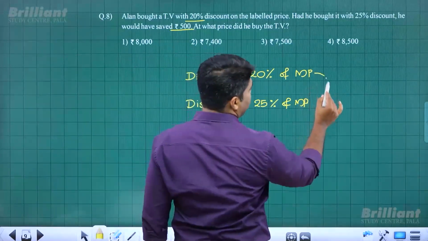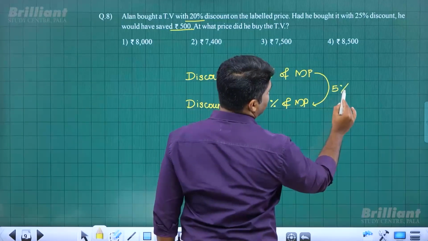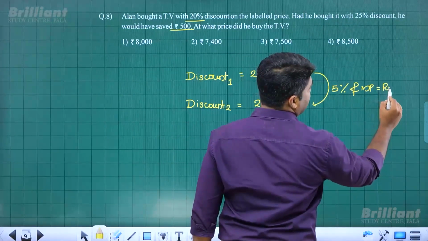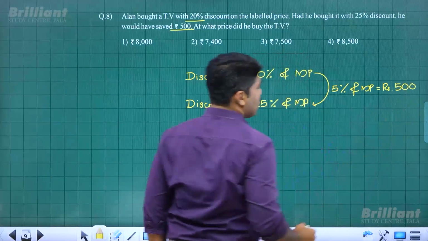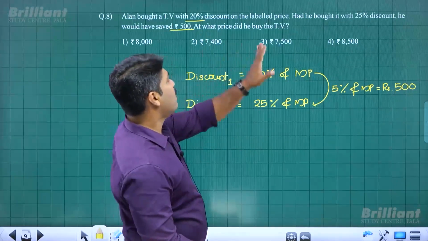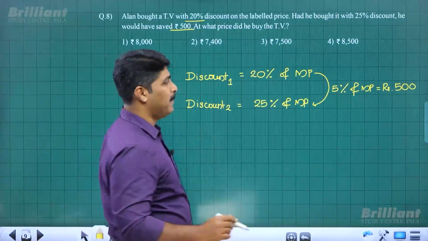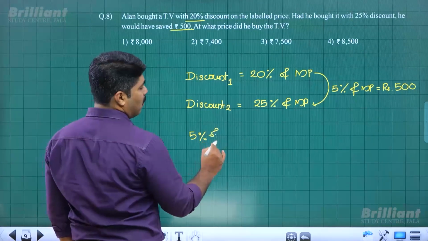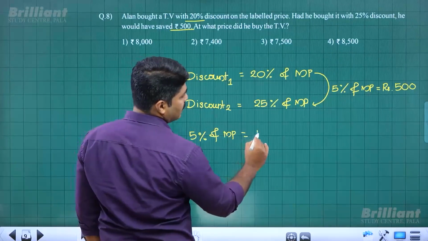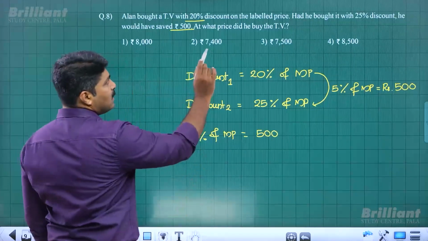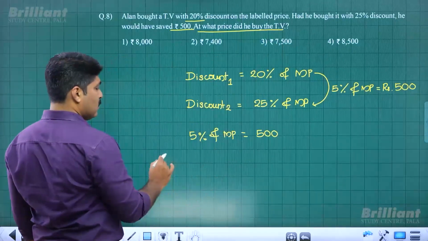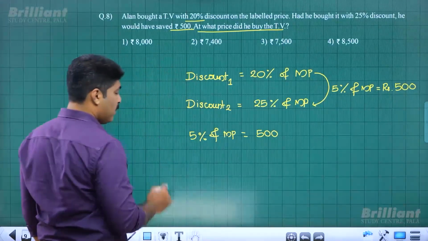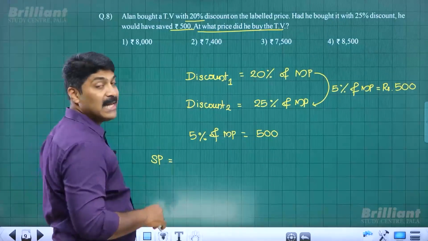So understand the difference between these two values. This is 5% of marked price, so that is equal to rupees 500. We are going to find at what price he bought the TV. Here, 5% of marked price is given as rupees 500. Then what's the amount he spent for buying the TV? We can consider that as the cost price, or the selling price in this transaction. How much he spent for purchasing this product, we can name it as selling price.